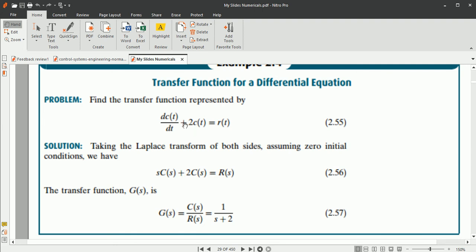So if you take the Laplace here, what will be its Laplace? s into capital C of s, plus 2 into C of s, equal to R of s. Take C of s common, that will be (s plus 2), and divide by R of s. So C of s over R of s, that is your transfer function, is equal to 1 over s plus 2.